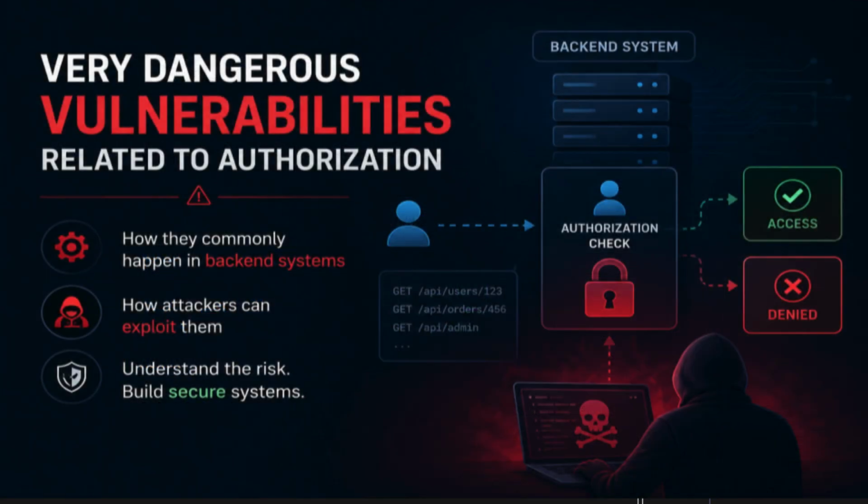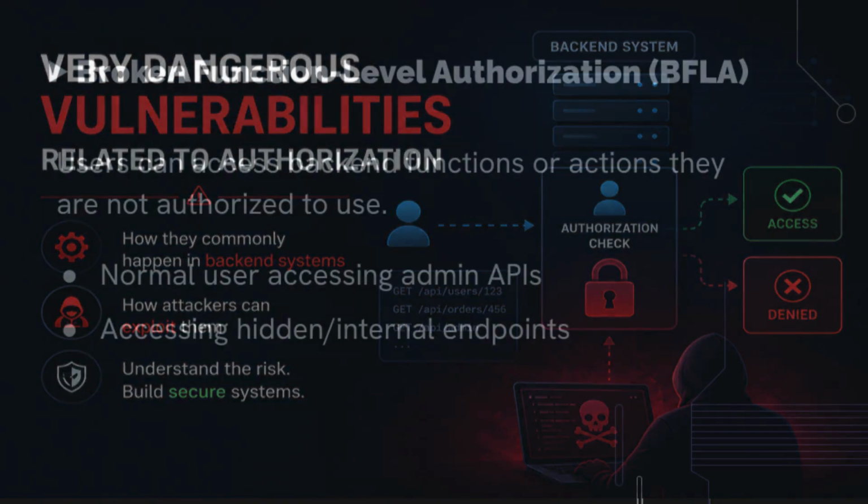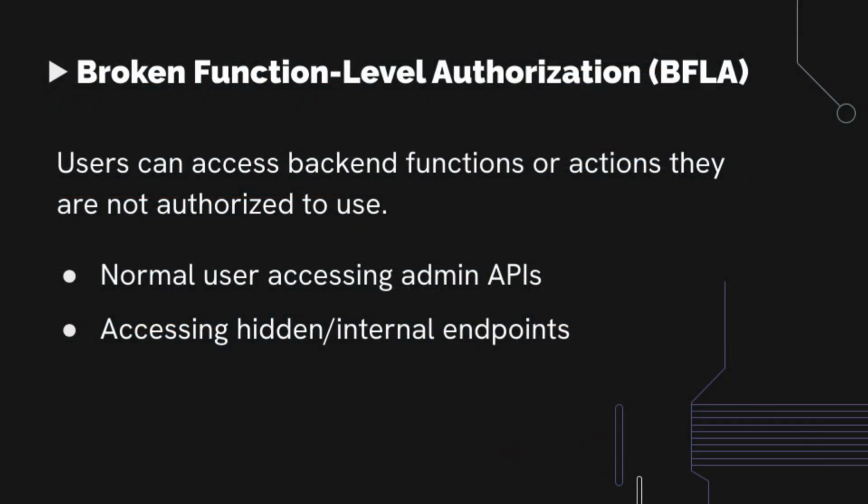Now let's look at some very dangerous vulnerabilities related to authorization, how they commonly happen in backend systems and how attackers can exploit them. Broken functional level authorization. Broken functional level authorization happens when a user is able to access backend functions or actions they should not be allowed to use. For example, imagine a normal user accessing admin-only APIs like deleting users or viewing sensitive admin data.